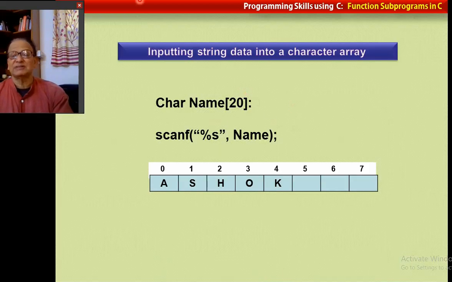Now, what happens when you input strings using scanf and gets? You are just entering, for example, Ashok. A will go into the 0th cell, then the next characters into cells 1, 2, 3, 4. And when you press enter, automatically a character is going to be added, and that is known as the null character.